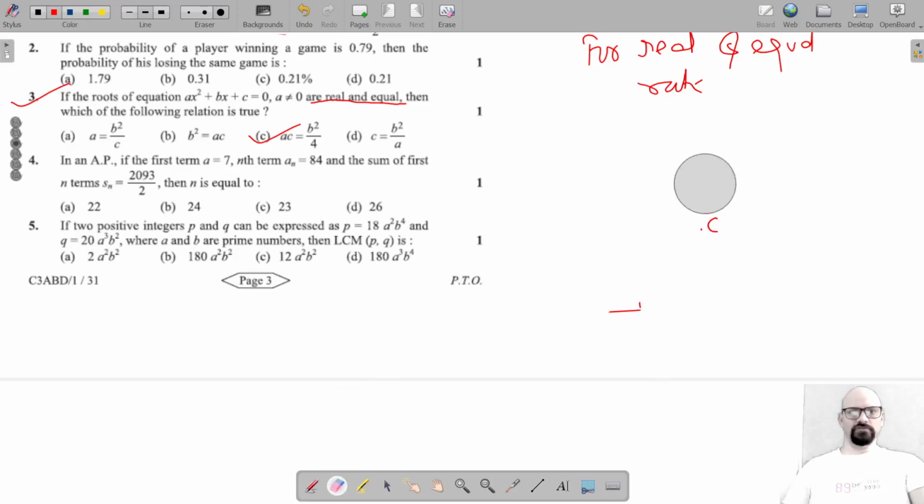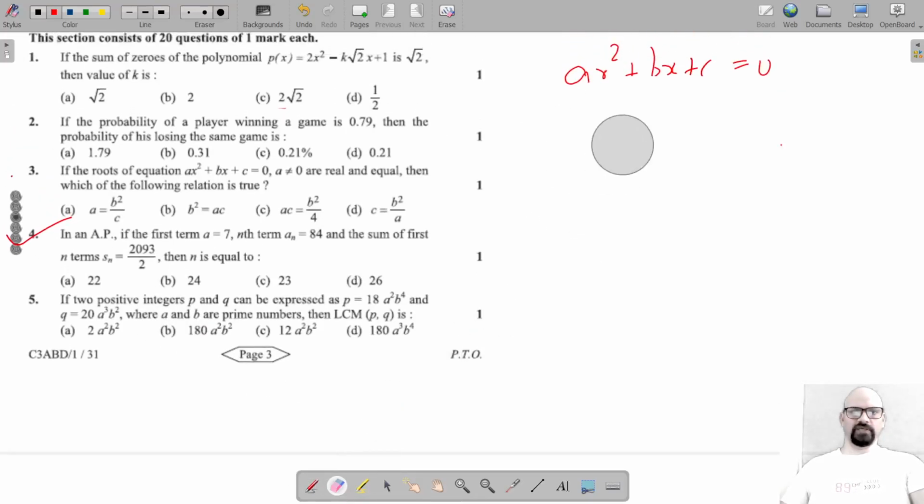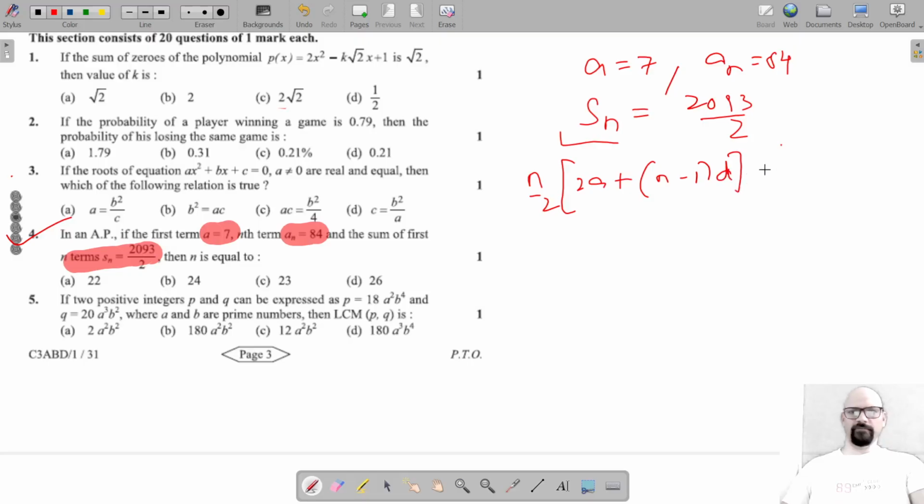Let's move on to question number 4. For question number 4, it's given that in an AP, the first term a is 7 and the nth term is 84, and the sum of n terms is given. We have to find the value of n. So I can write what is given: a is equal to 7, the nth term is equal to 84, and the sum of n terms is 2093 by 2. Now we know the formula for the sum of n terms, which is n by 2 into 2a plus n minus 1 into d, which is equal to 2093 by 2.